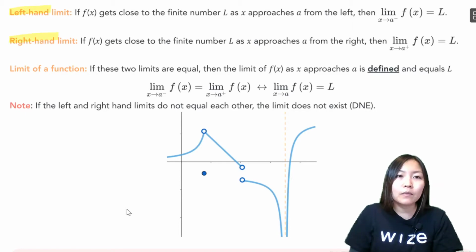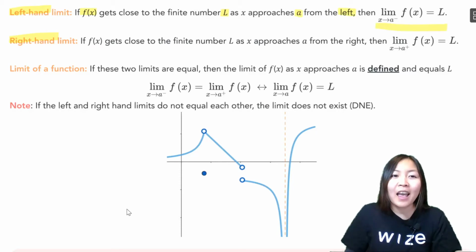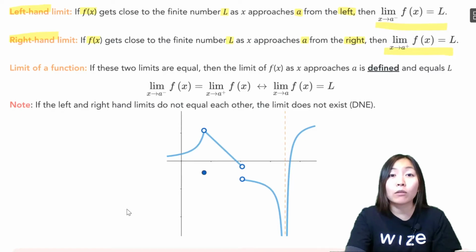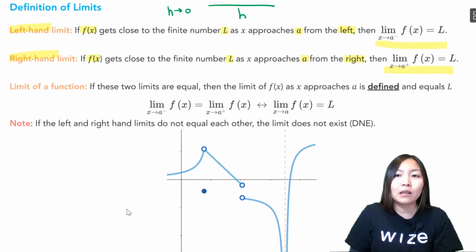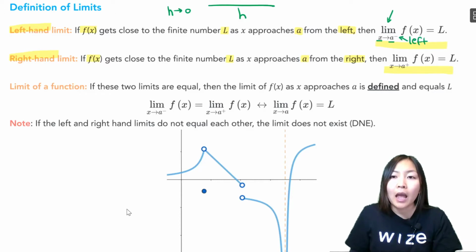So it says this: if f of x, some function, gets really close to a finite number L as x approaches a from the left, then we have this weird looking limit definition. And if the function f of x gets close to a finite number L as x approaches a from the right, then we have this limit here. First of all, let's talk about how to actually read these two limits. This limit is read as the limit as x approaches a from the left of f of x equals L. And the second one is read as the limit as x approaches a from the right of f of x equals L.